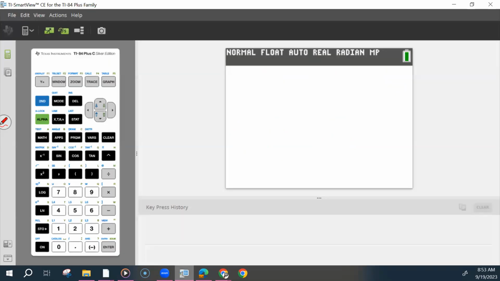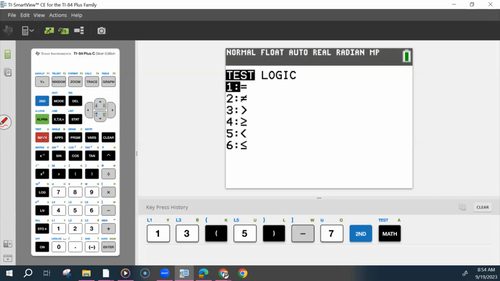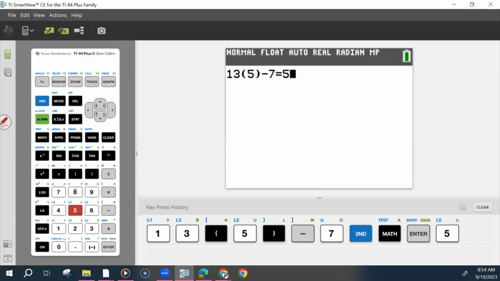So in your calculator, everyone do this with me. We're gonna do the first and the second example in the calculator to see how it shows you if this works or does not work. So I'm gonna type in the first example, 13 times 5, so I'm gonna use my parentheses, -7. Then I want the equals. So to get the equals, we're gonna go into test, which is blue above math, so second math. And you'll see there's an equal button. So 1 or enter. And it was supposed to equal 15.